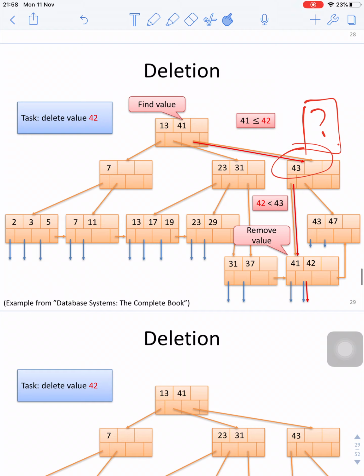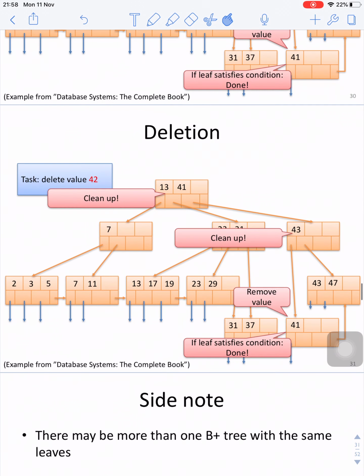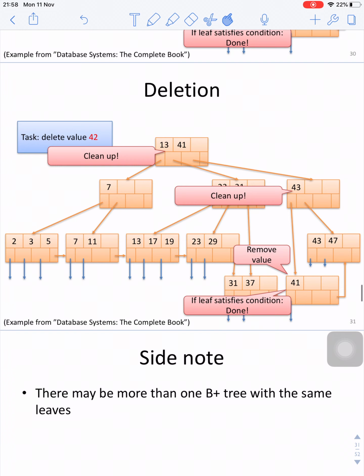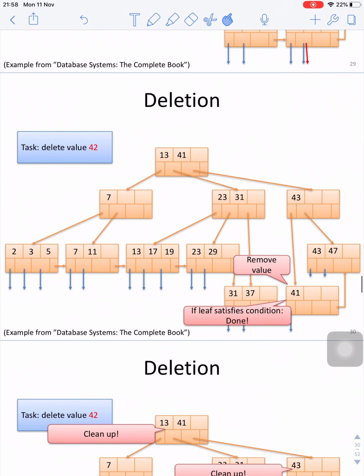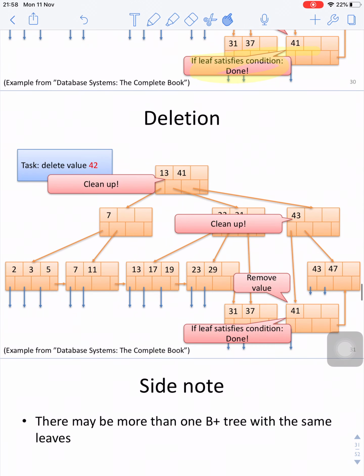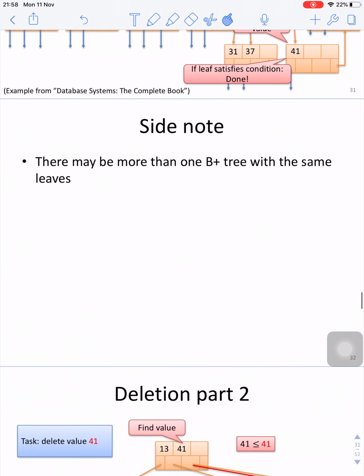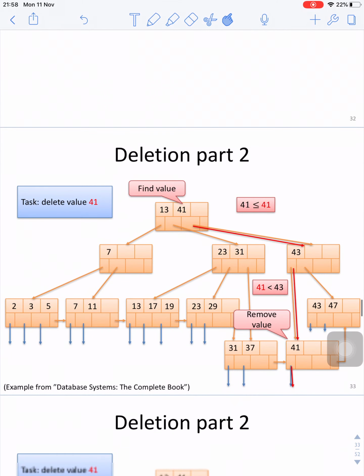And the deletion, we have to delete the 42. We first find the 42, and here we find the 42. We remove it, and we should clean up. We should specify the condition down. We should clean up, which means this one should be 40. This is still 43.